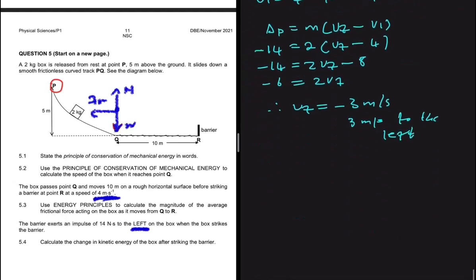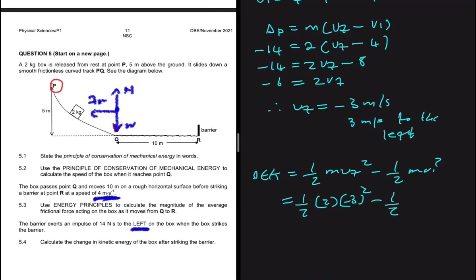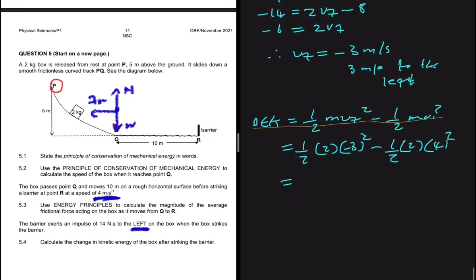So let's go ahead and find the change in kinetic energy. We know fully well that it is going to be equals to a half mvf squared minus a half mvi squared. So we're going to have a half, the mass is 2 kgs, vf is minus 3, right, squared, minus a half, the mass is 2 kgs, and vi is 4 meters per second. And then now it's just a matter of putting that in the calculator. Minus 7 joules, right? Minus 7 joules.